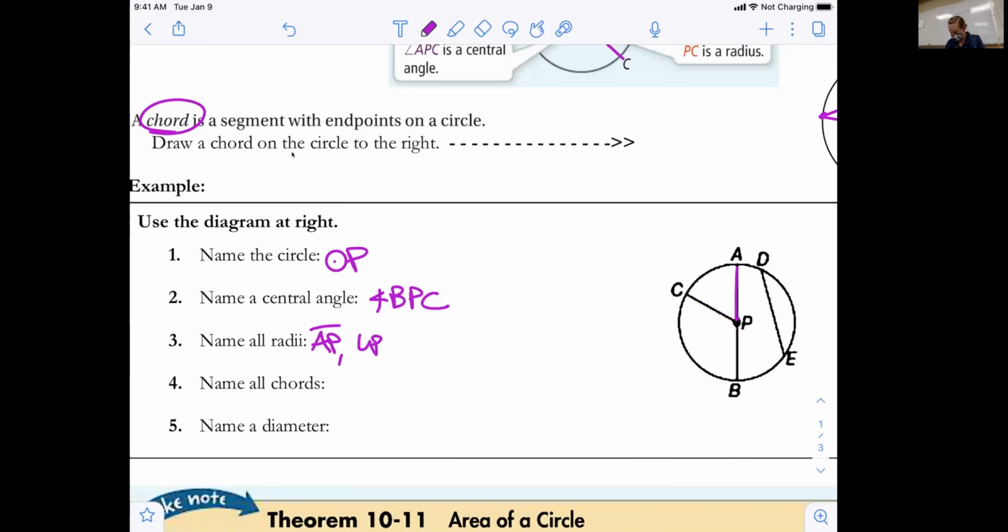Ooh, that is terrible handwriting. Let me try that again. So AP, CP, PB, BP, whatever. All of the things that have a point P on that segment. Now I need to name all the chords.